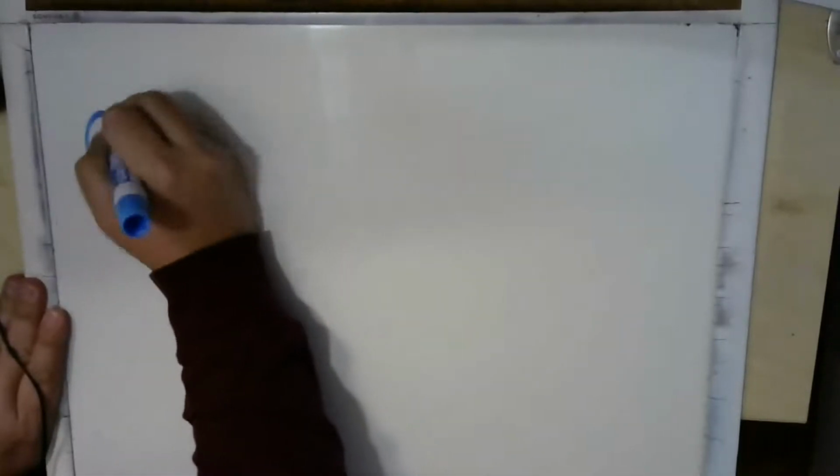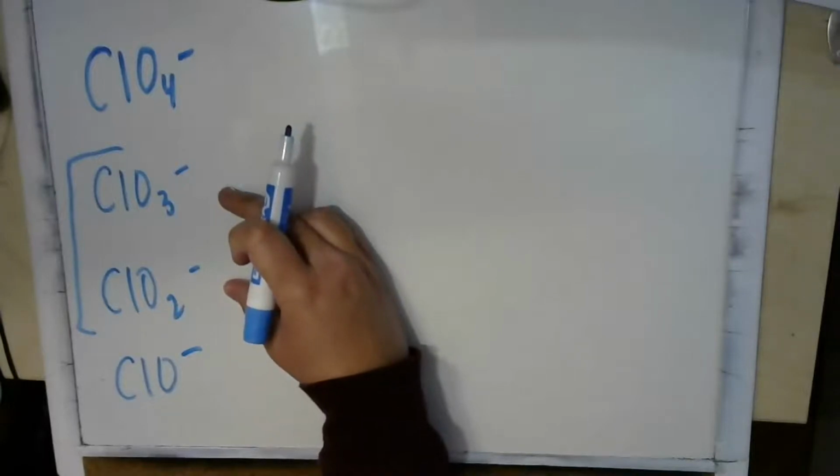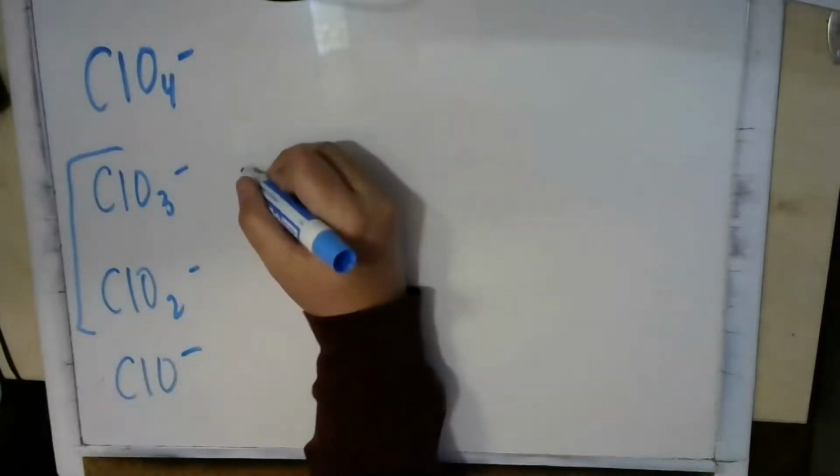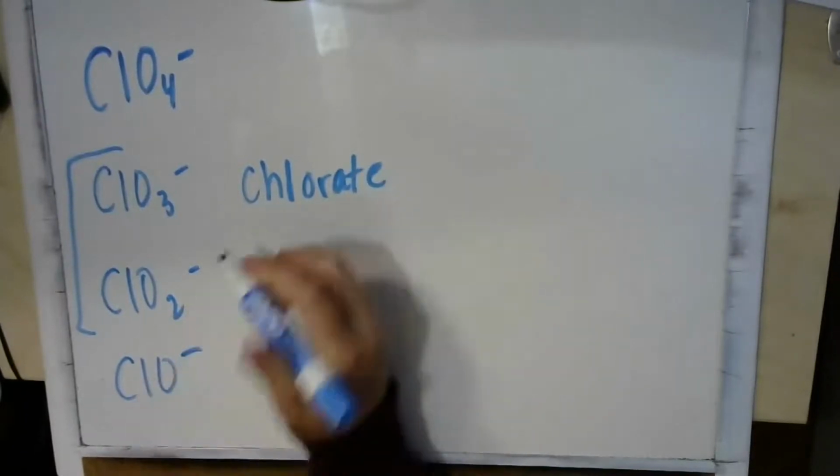It's like the one that's on your slide. So the thing with the most oxygen is ClO4 minus. Then there's ClO3 minus, ClO2 minus, and ClO minus, right? So see these 2 middle pieces of the series? We're going to name these the same way that we named our last examples. The thing with more oxygen will have an ATE ending. The thing with less oxygen will have an ITE ending.